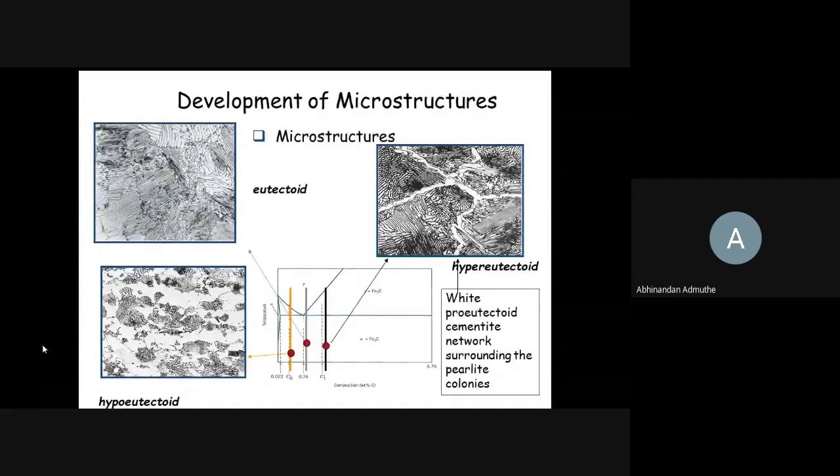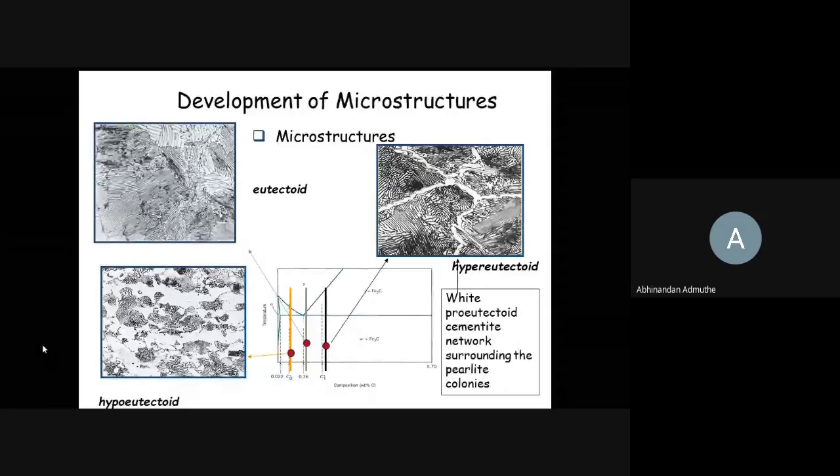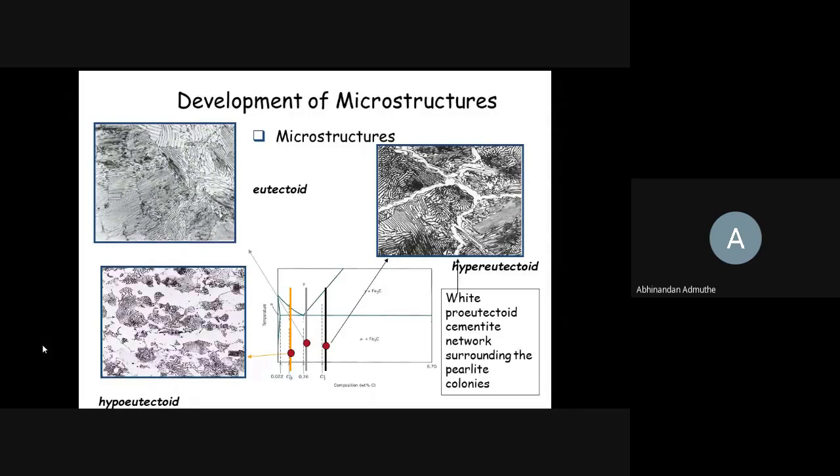Similarly, find the percentage of all the phases present at 0.52% carbon at room temperature. All the phases means ferrite, pearlite and cementite. The pearlite is a mixture of cementite plus ferrite. That's why we see alternate layers of cementite, ferrite and cementite, ferrite. How pearlite forms, how ferrite forms and how cementite forms, that we will discuss in phase transformation.